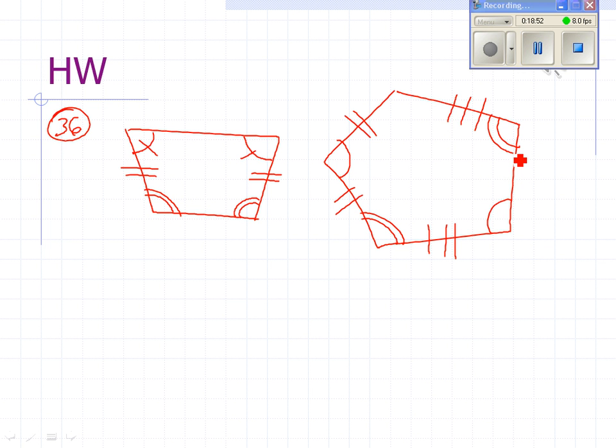This plus this should equal the whole thing. Set up an equation, solve it. Then make sure you plug back in.